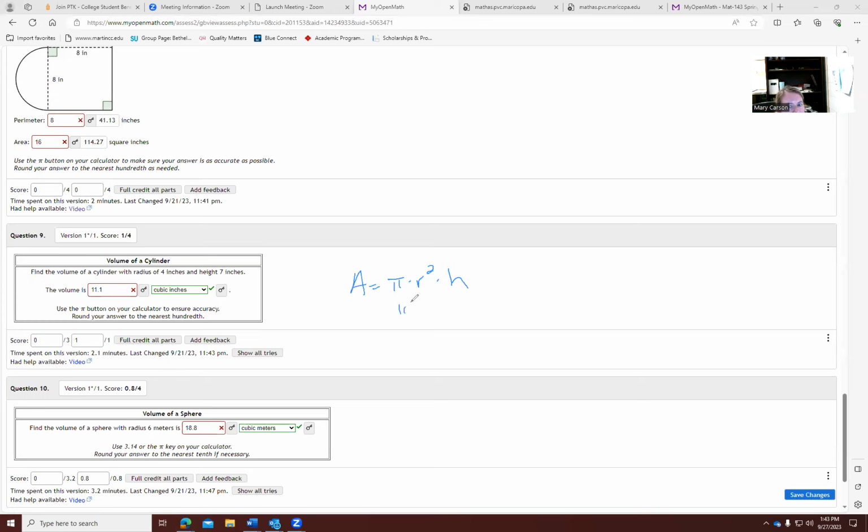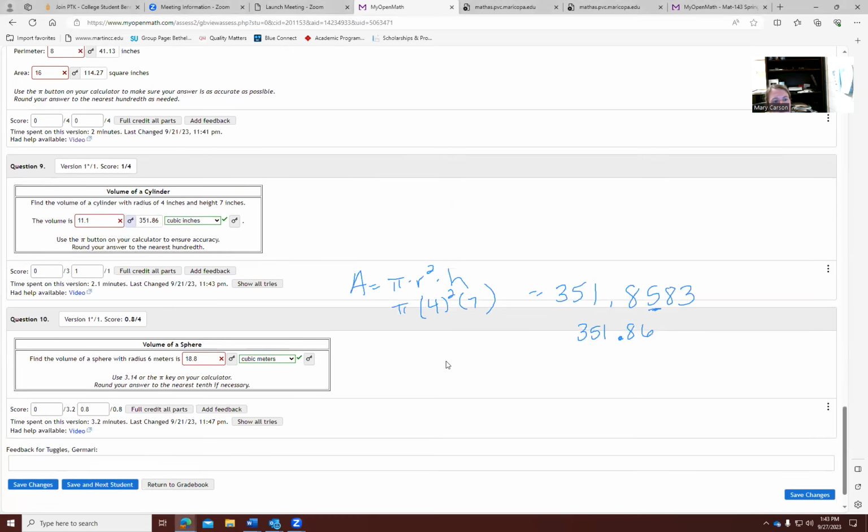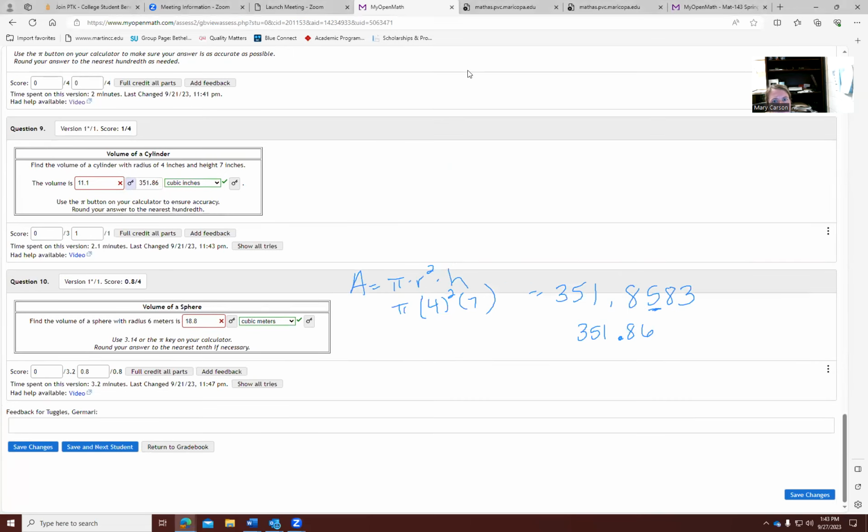So you would have pi times 4 squared times 7, and you put that in the calculator. That's 16 times 7 times pi, and you get 351.8583. Rounding to the nearest hundredth, so this will be 351.86. If you take a look, that would be the answer.